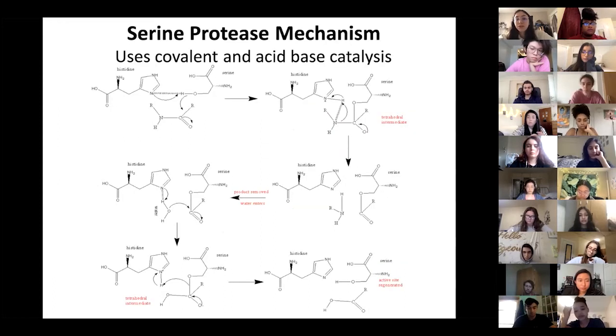So this is the overall serine protease mechanism. I'm not going to go over the whole thing in detail because I believe the professor will, but the important takeaways from this are that histidine and serine from the catalytic triad directly interact with the substrate and initiate catalysis. It's also important to note that there are two tetrahedral intermediates that you can see here, and those play a very important role in the catalysis reaction as well.